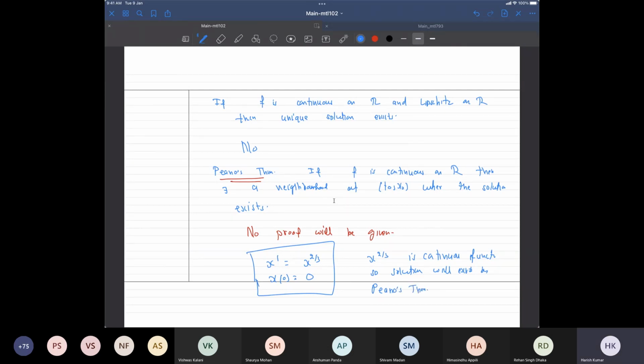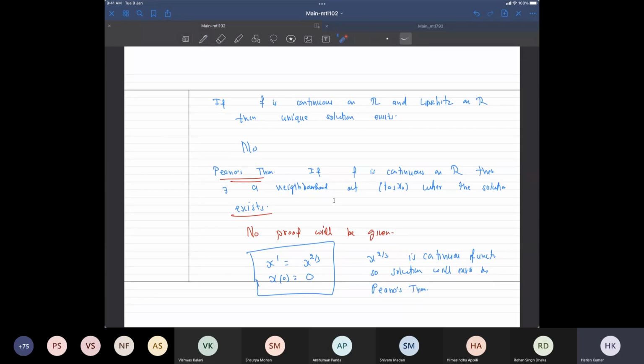But because the Peano theorem does not say anything about uniqueness, you cannot say whether the solution will be unique or not. The Peano theorem only talks about existence. That's why I wrote specifically that the solution exists. I'm not saying the solution is unique. In this case, because x^(2/3) is a continuous function, the solution will exist.